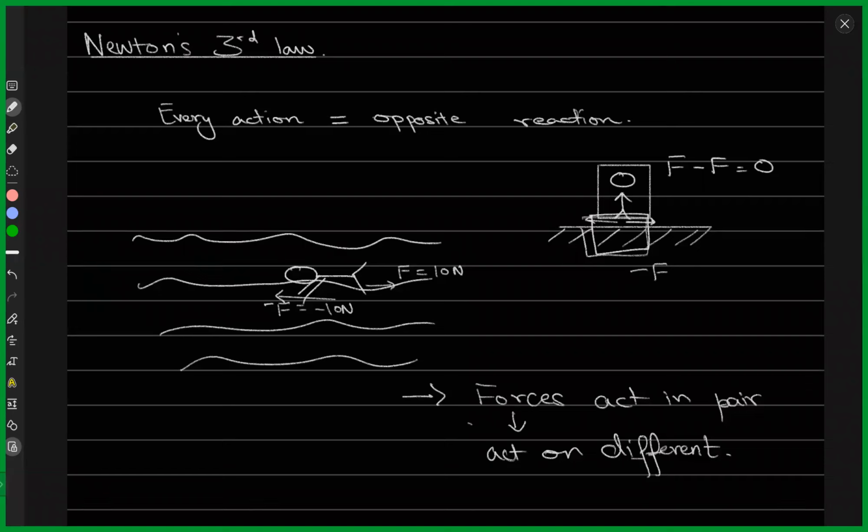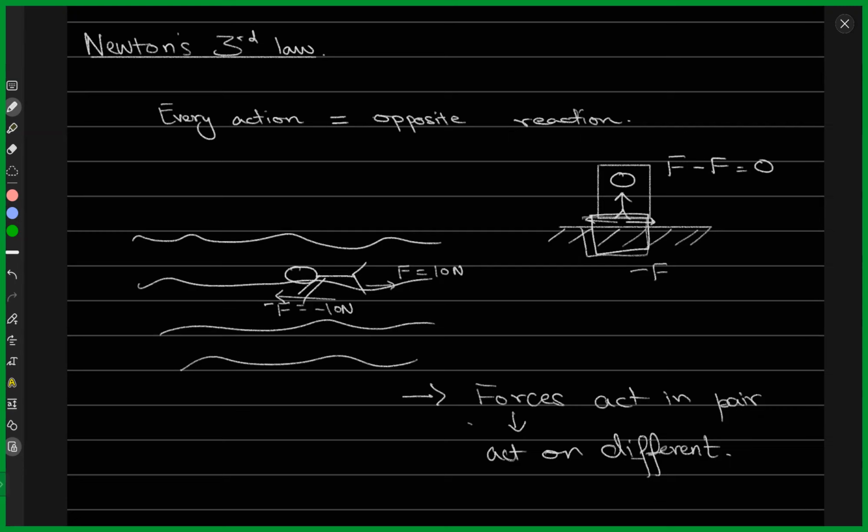Similarly, if you look at the case of the swimmer, the forces act in pairs, right? They are equal in magnitude, but they are opposite in direction. But the key point is they're acting on two different bodies. The swimmer pushes against the water, applies a force on the water, and the water applies an equal and opposite force on the swimmer. So there are two different bodies in play.